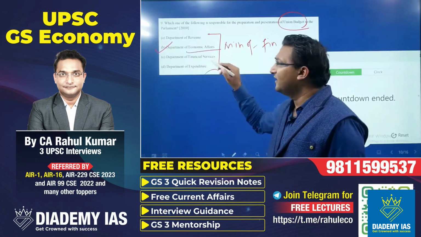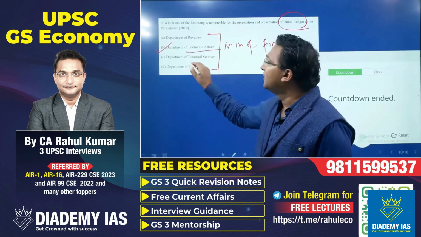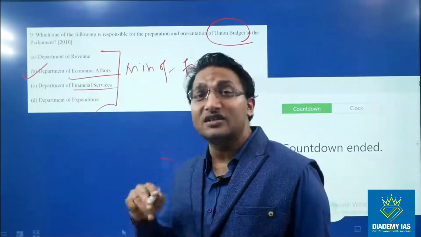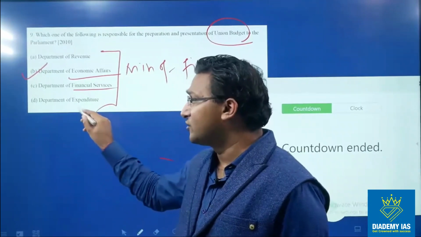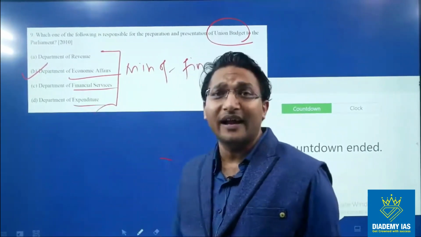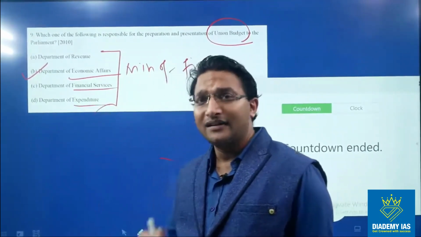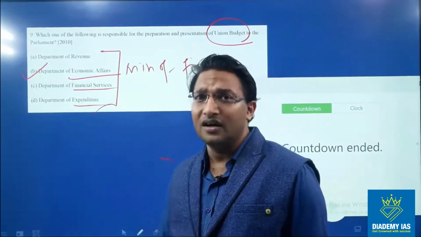Department of Economic Affairs is responsible for budget preparation. Department of Financial Services takes care of the banking sector and the other financial institutions. Department of Expenditure takes care of the expenditure side. And there is one more department which deals with the disinvestment.